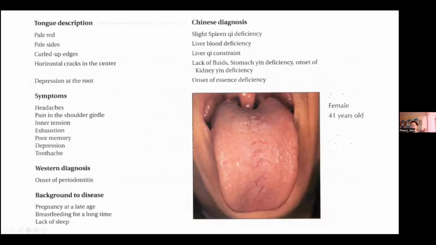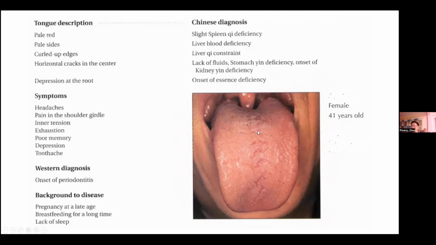So here we have a case of a patient, female, 41 years old. Ang tongue po niya is pale red with slight spleen qi deficiency. Next, meron siyang pale sides which indicate that there is a liver blood deficiency. And kung observe po natin mabuti, meron siyang curled up edges which indicates that there is a liver qi constraint. Meron din siyang mga horizontal cracks in the center which indicates that there is lack of fluids, stomach yin deficiency, onset of kidney yin deficiency.